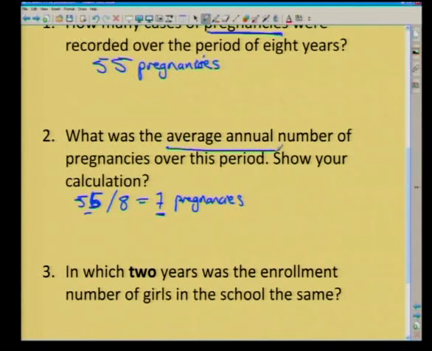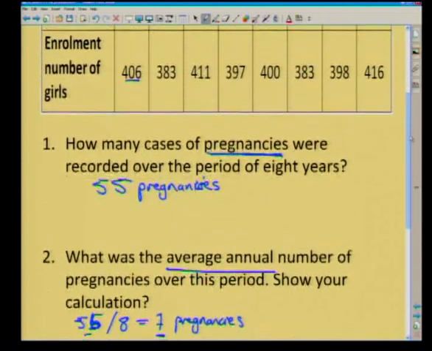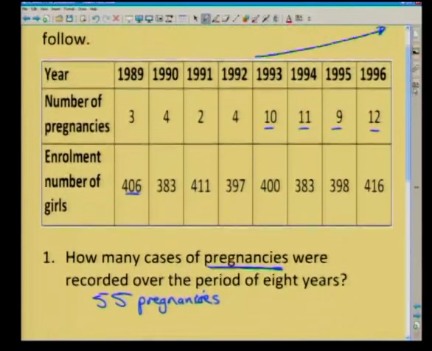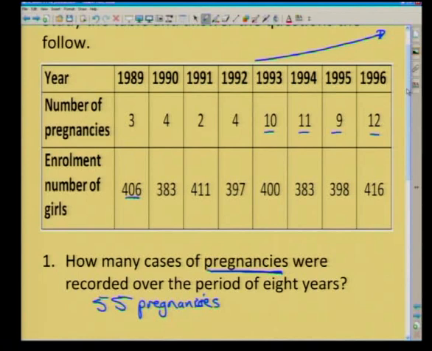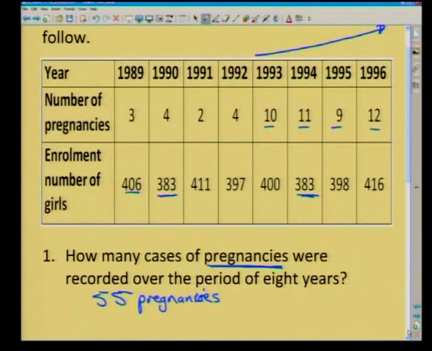All right, now they're asking you, in which 2 years was the enrollment number of the girls in the school the same? People, if you get anything less than full marks there, I don't know. All you're doing is looking at when the enrollment number is the same. Well, clearly it's going to be 1990 and 1994.